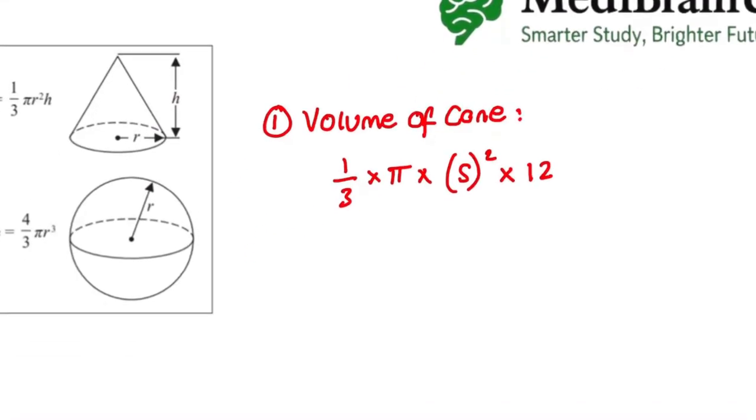Okay, so over here, 5 squared is 25. 25 times 12 gives you an answer of 300. And then 300 times a third gives you an answer of 100. So your answer is going to be 100 pi, because 25 times 12 gives you 300, and then 300 times a third gives you 100, and then 100 times pi gives you 100 pi. So the volume of the cone is 100 pi.